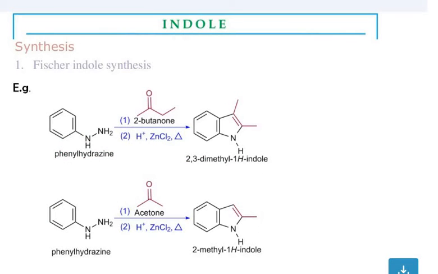Now you can see the Fischer indole synthesis. Phenylhydrazines give 2,3-dimethyl-1H-indole. Phenylhydrazine in the presence of acetone, in an acidic medium with H+ and zinc chloride under heating, you will get a 2-methyl-1H-indole. Write it down.